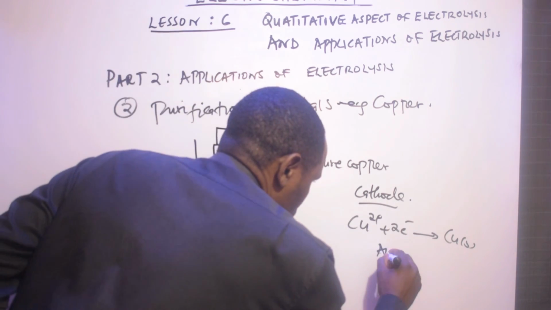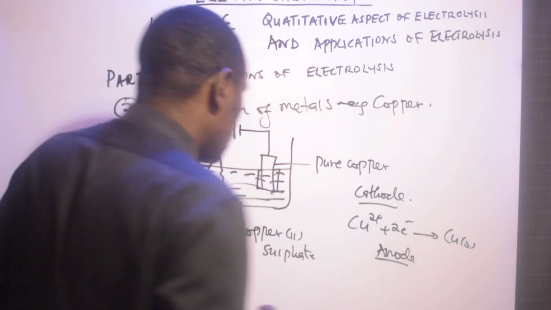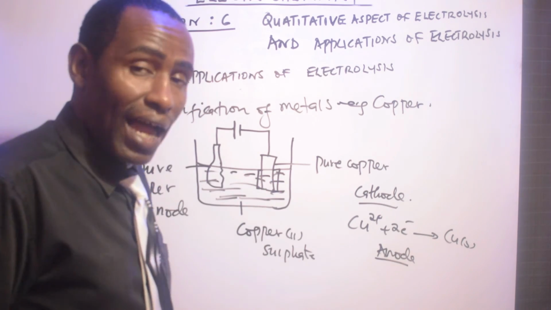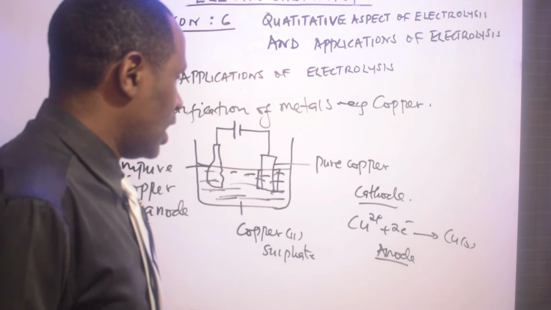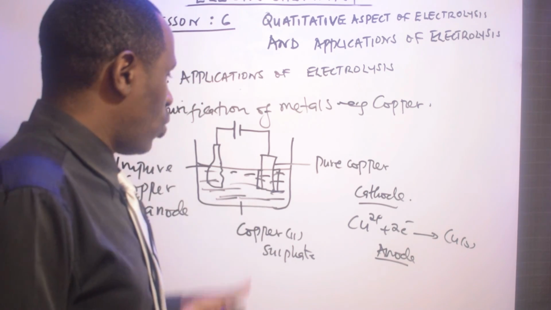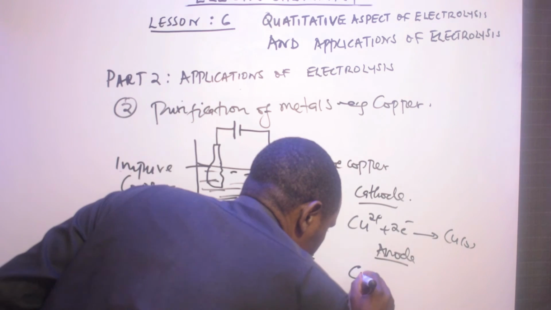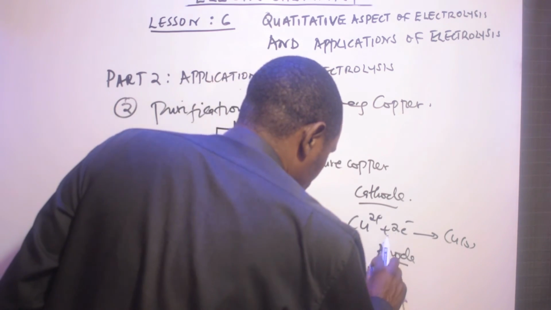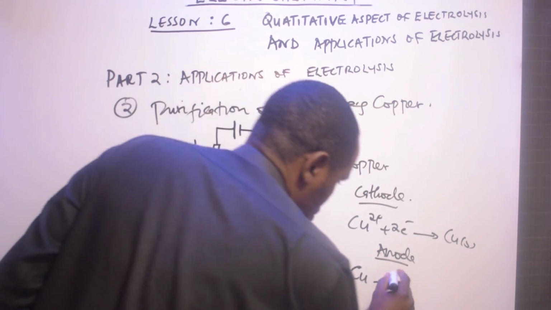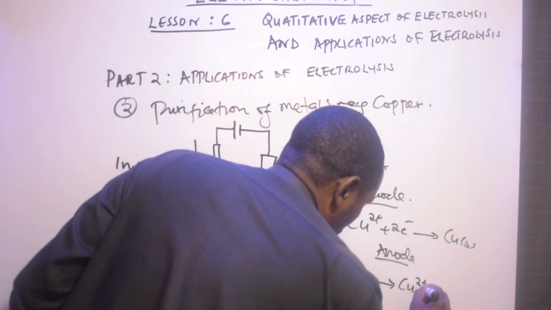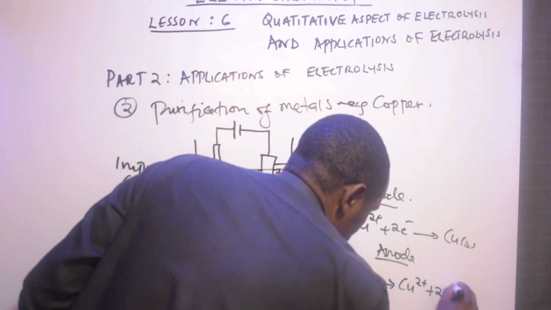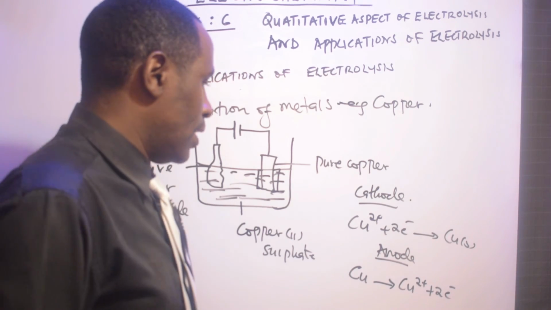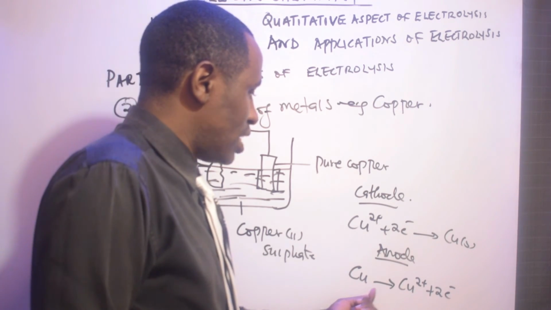Let's have a look at what happens at the anode. Instead of hydroxide ions losing electrons to form oxygen and water, as we noted, copper will be dissolving, because copper can lose electrons more easily than the hydroxide ions. Copper will lose electrons and form copper ions, releasing 2 electrons. The observation we make is that the copper will be seen to dissolve.